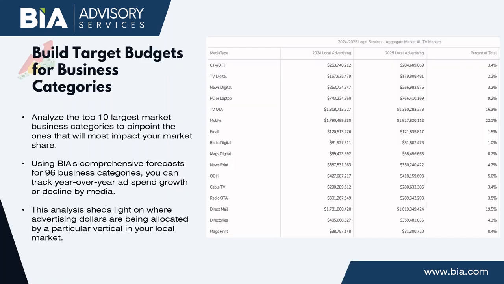Mark? Once you have identified the most important verticals, BIA can then show you how much each vertical is spending by media and whether your media is projected to increase or decrease in the upcoming years. And this will help guide you as to where the advertising dollars are being allocated in your local market and with which business categories you may be able to increase your revenue.